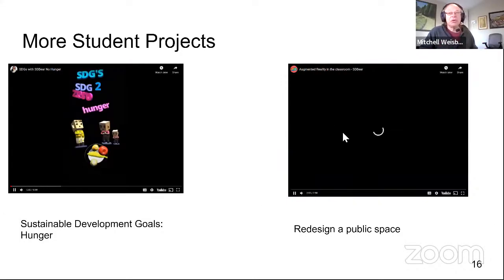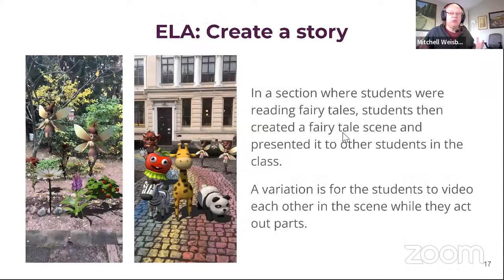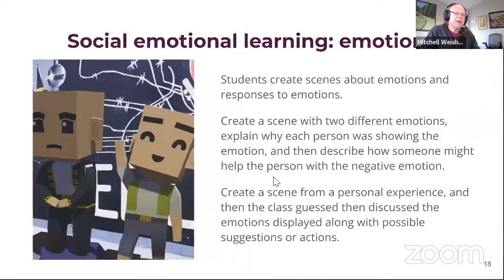Students can recreate stories or create their own stories. So here's 2 examples of fairy tales. But basically, in creative writing, students can create their own movie based on some story that they come up with, or a story that you're reading with them. I showed you one example earlier of social emotional learning, but you can have kids model behaviors that they should or should not do, and then explain those behaviors by creating those scenes in 3D Bear.